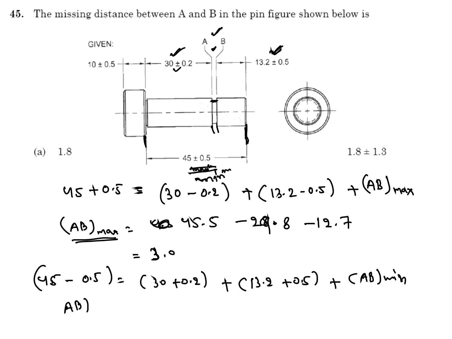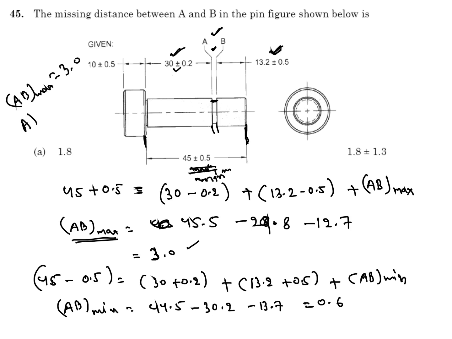AB minimum is, you will get 44.5 minus 30.2 minus 13.7. You will get 0.6 value. So AB maximum equal to 3.0 and AB minimum equal to 0.6. So from the options we have to check the missing distance between A and B.